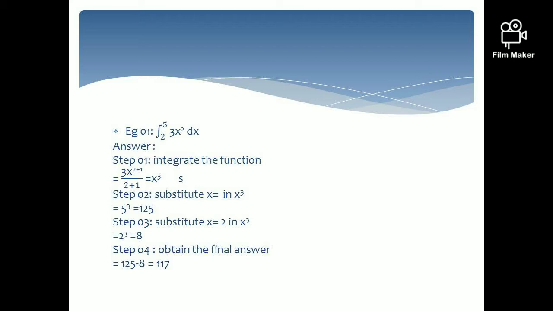If you integrate 3x squared, you will obtain the answer x cubed. Then you have to substitute the upper boundary 5 instead of x in the answer x cubed. That is 5 cubed, the answer is 125. Then substitute the lower boundary 2 into the expression x cubed. There you get 2 cubed, the answer is 8. Then you have to subtract 8 from 125 and you obtain the final answer as 117. That is the final answer for the integration of 3x squared from 2 to 5. Hope you have understood.